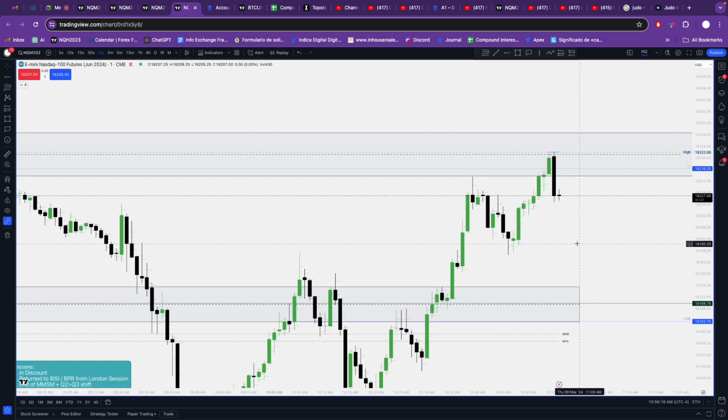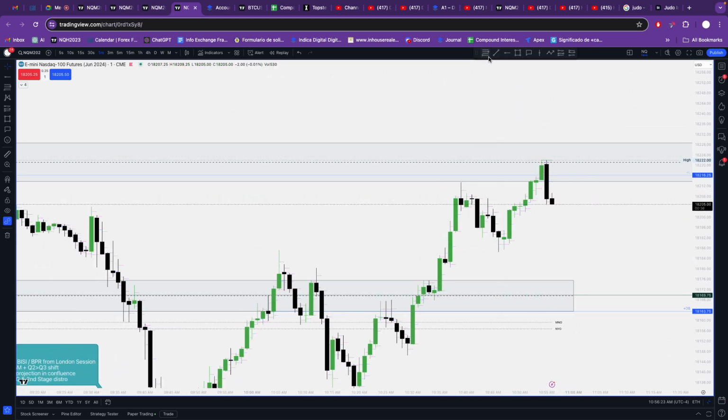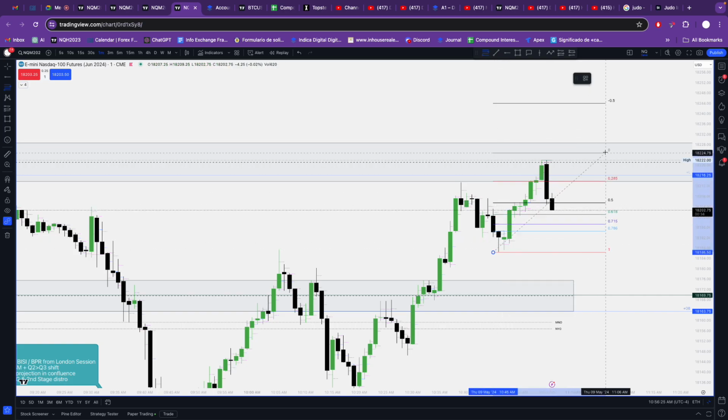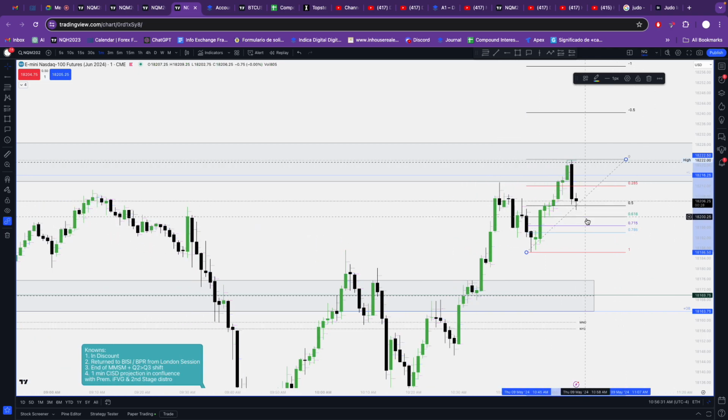Is it too late to get in? Yeah, but higher time frame is bullish. So why are we looking for shorts? We should look for entries. Like right here. This is a good entry. Bullish order block, fair value gap. Is this not a good entry to go long? Yeah.